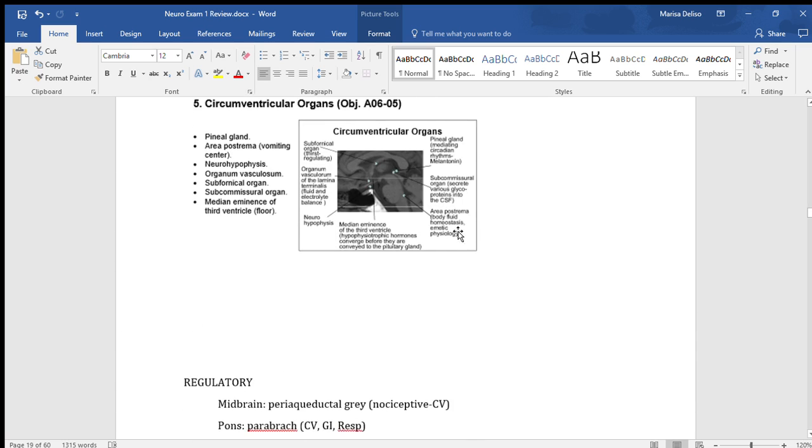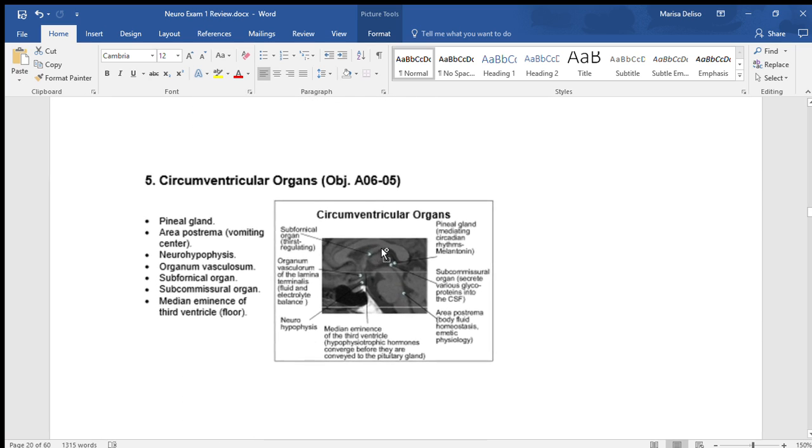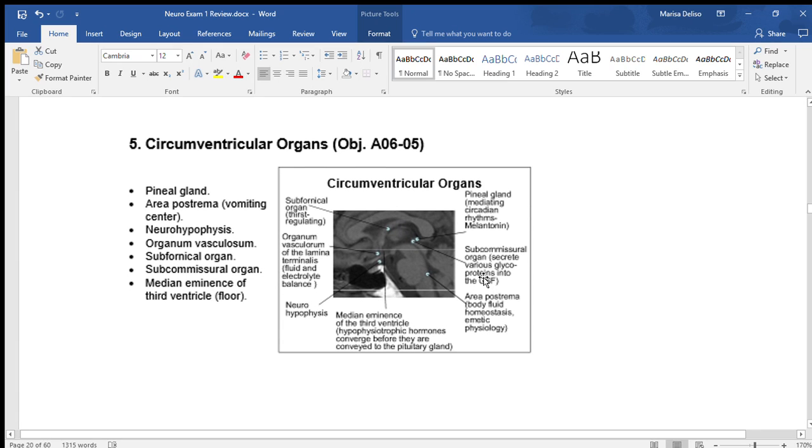Okay, circumventricular organs. I'm not going to talk about all of them, I'm going to talk about two of them. You should know all of them, but time is a bit of a crunch. You need to know your area postrema and where it's located. It's down right here: I see my pons here, my medulla down here, my midbrain, and my cerebellum. It's right on the posterior part of my fourth ventricle, and this is my vomiting center.